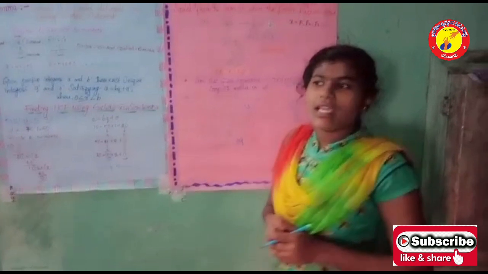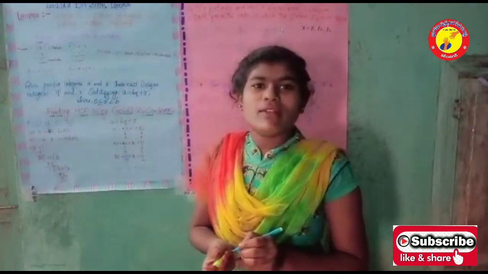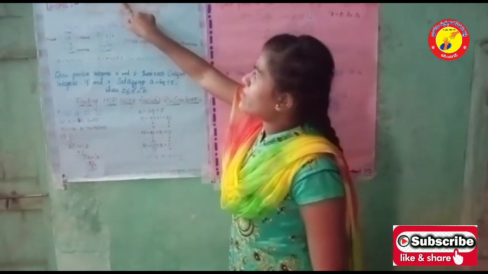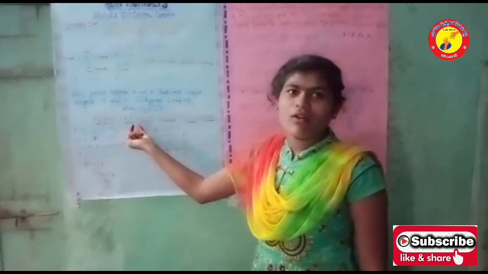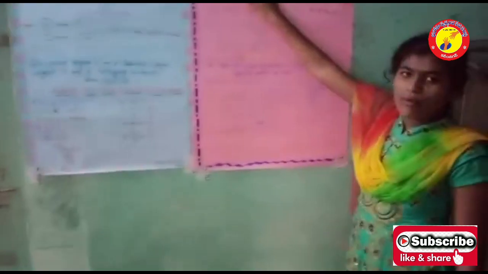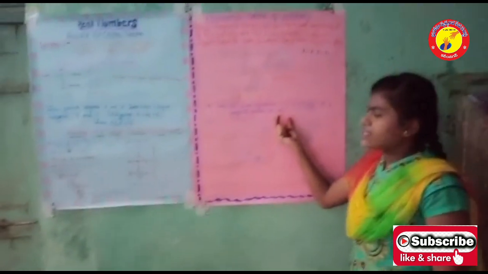Now we have learnt up to here Euclid's division lemma, finding HCF using Euclid's division lemma, and the fundamental theorem of arithmetic, and here is one question.